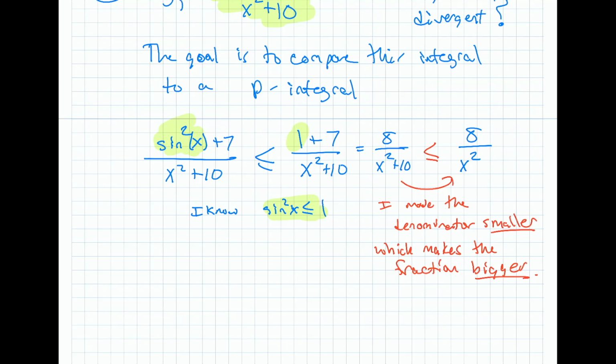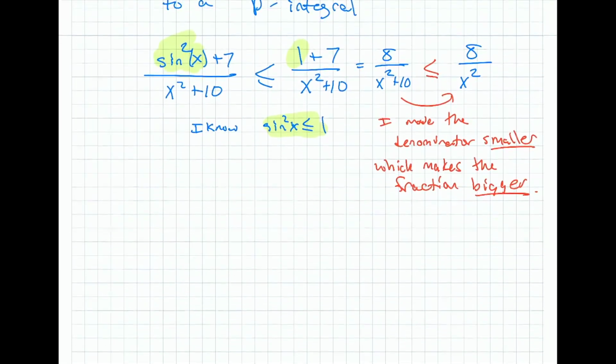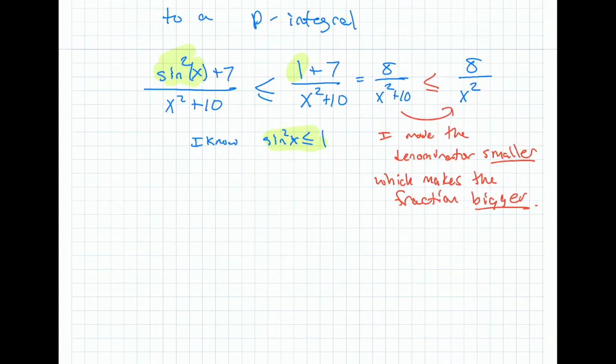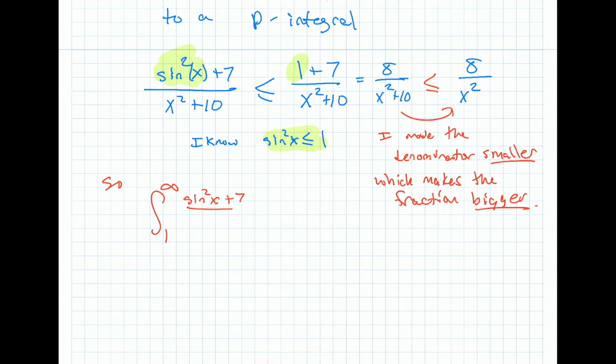Okay? So, the way you do this is, I can say this now. The integral from 1 to infinity of mine, which was sine squared x plus 7 over x squared plus 10 dx, it's got to be less than this one, right? Because remember, I'm paying attention to these. It's bigger, like going to the right, they're getting bigger.